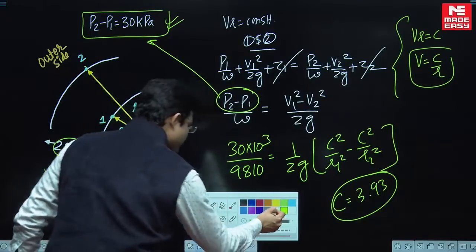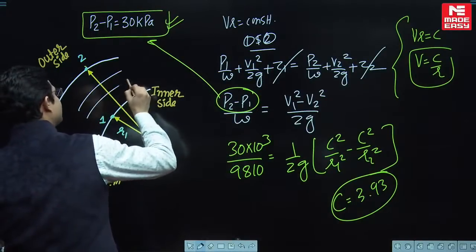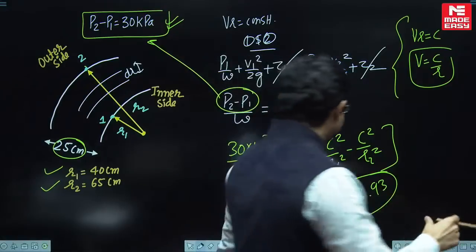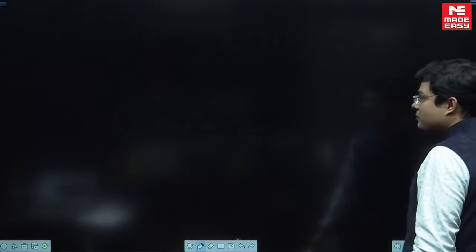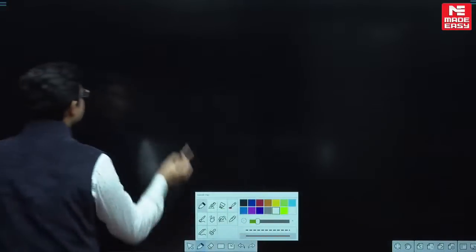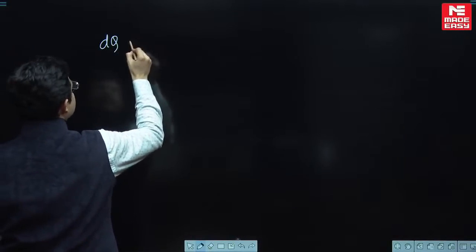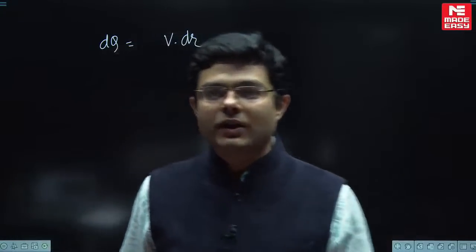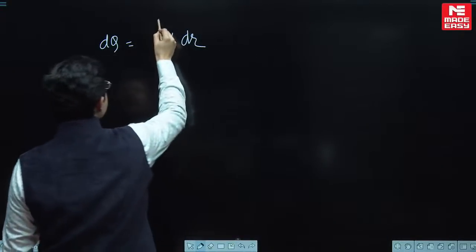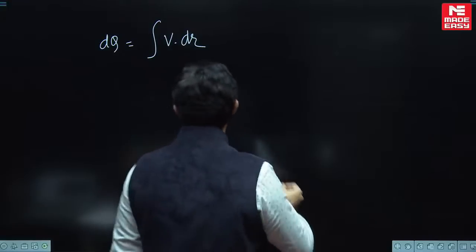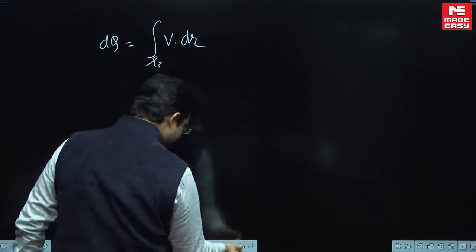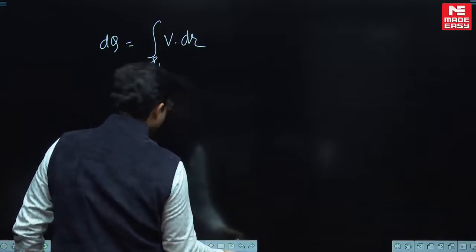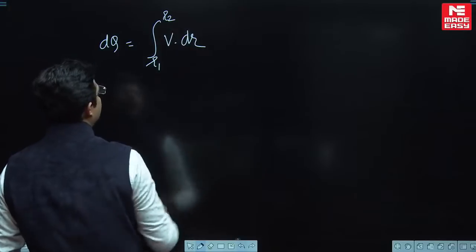How? See, let us integrate radially. So let us take a small section dr, and for this small section let us find the small discharge. The small discharge is going to be velocity multiplied by dr, and integrating it from R1 to R2.